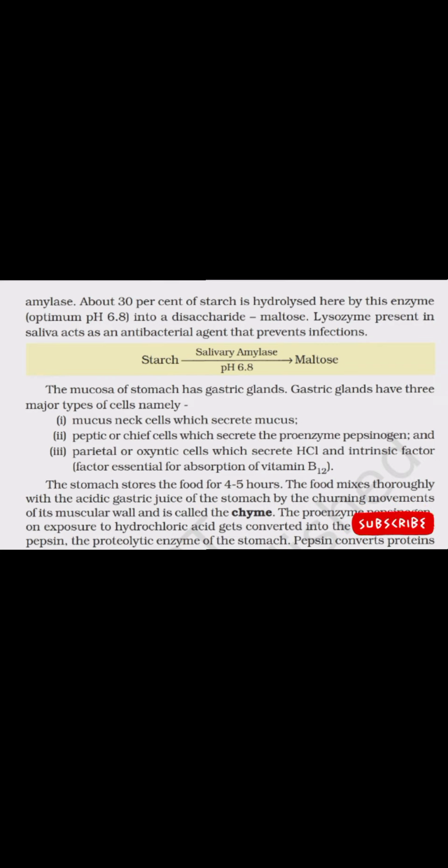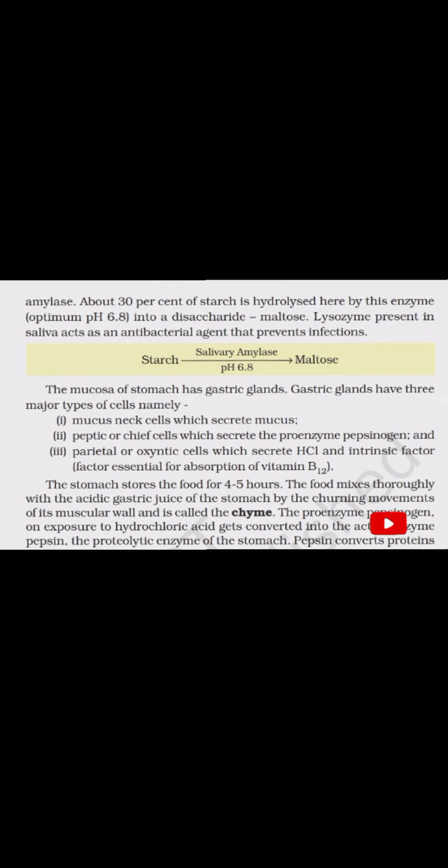The mucosa of the stomach has gastric glands. Gastric glands have three major types of cells, namely: first, mucous neck cells, which secrete mucus; second, peptic or chief cells, which secrete the proenzyme pepsinogen; and third, parietal or oxyntic cells, which secrete HCl and intrinsic factor, essential for absorption of vitamin B12.